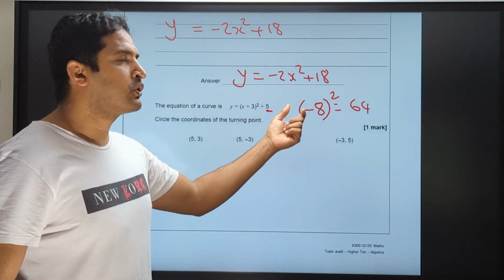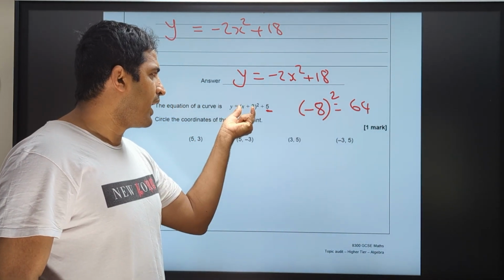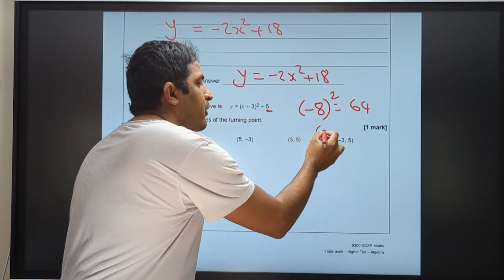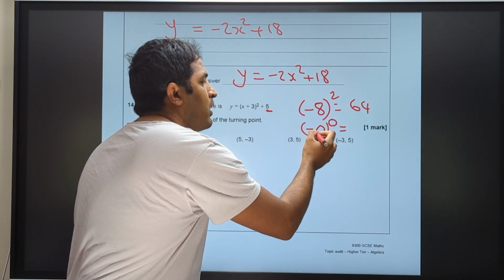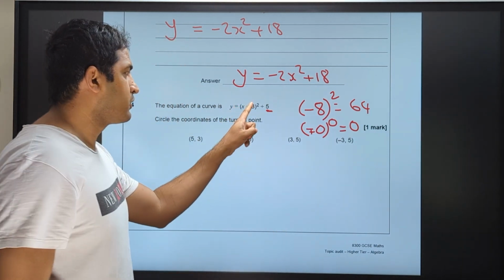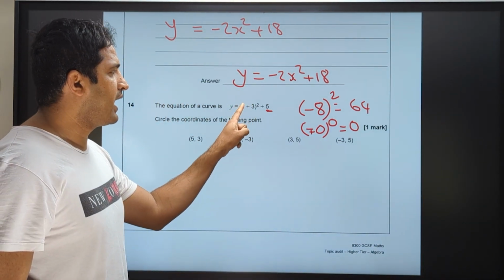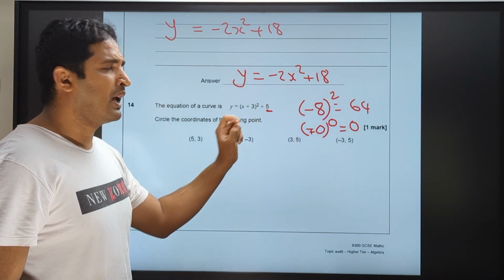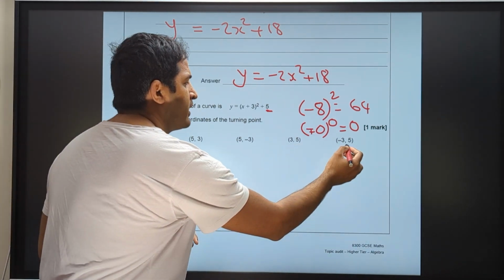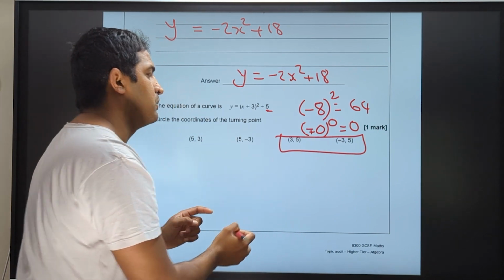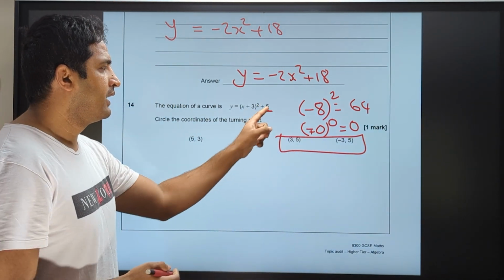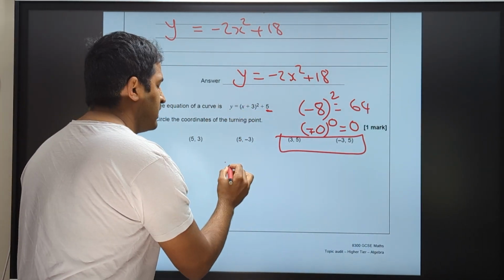So what do I get? The smallest number from squaring a number. Squaring 0 would give you the smallest number possible, which is 0. So when you make x plus 3 equal to 0, your y value is going to be 5. So the y value has to be 5. In this case, it's one of these two.